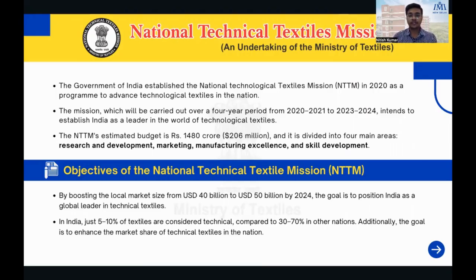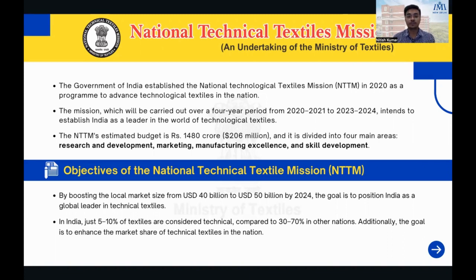The Government of India's National Technical Textile Mission, established in 2020, aims to propel India's technical textile industry forward. The 4-year mission from 2020 to 2024, with an estimated budget of 1,480 crores, is divided into 4 main areas of focus: research and development, marketing, manufacturing excellence, and skill development. The mission seeks to position India as a world leader in the field of technical textiles.